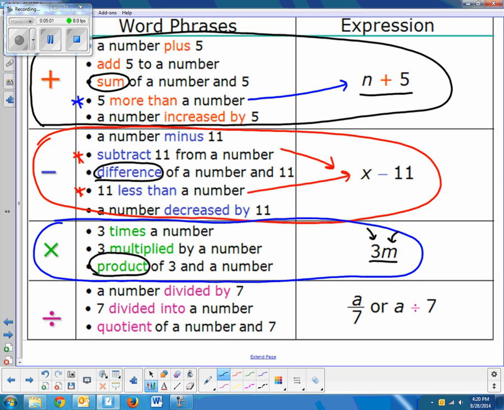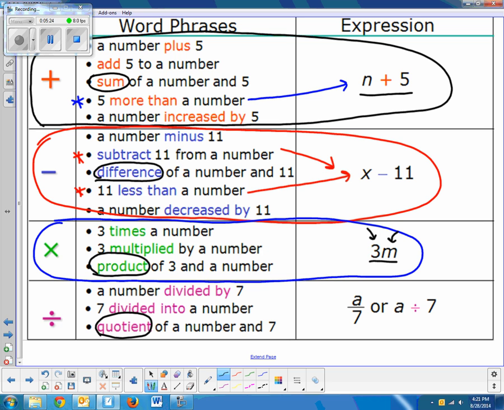3m is also 3 times m for this algebraic expression. Last one, we've got division, a number divided by 7. We've got 7 divided into a number, which I'll talk about in just a minute. And then, of course, the quotient. Quotient is our mathematical word, quotient of a number and 7.